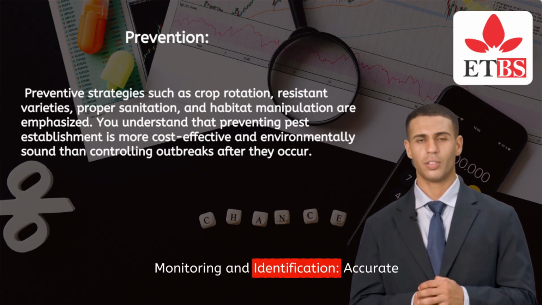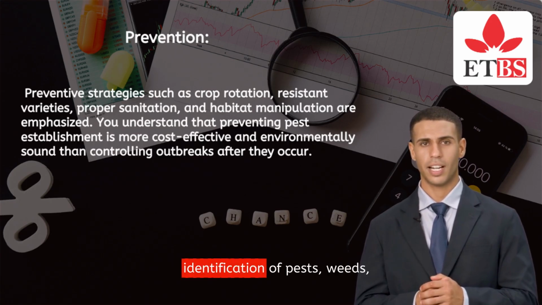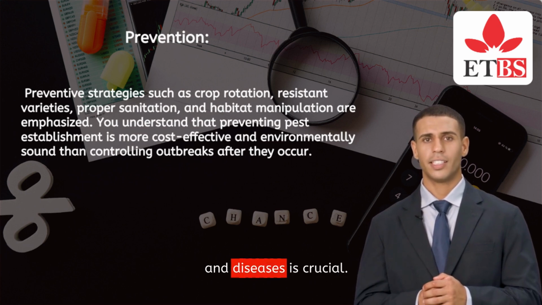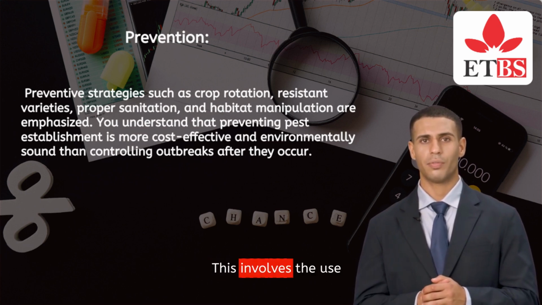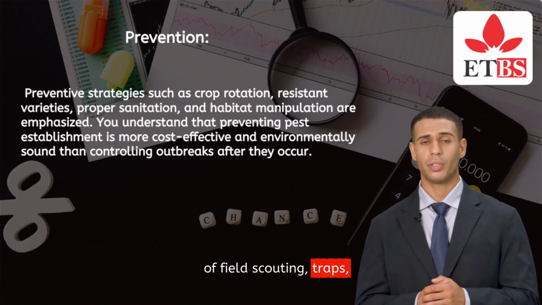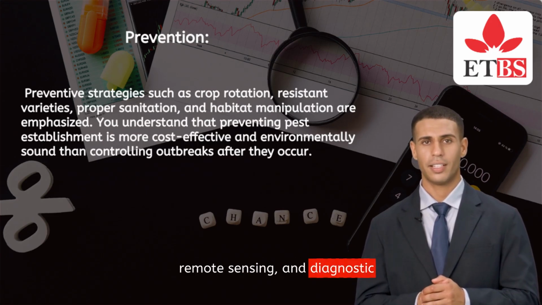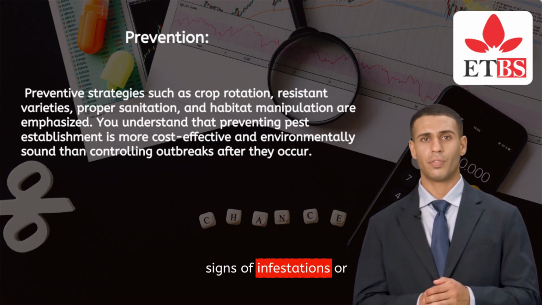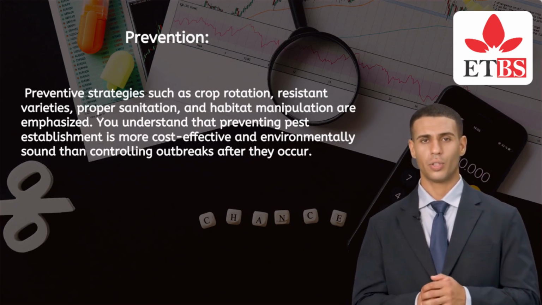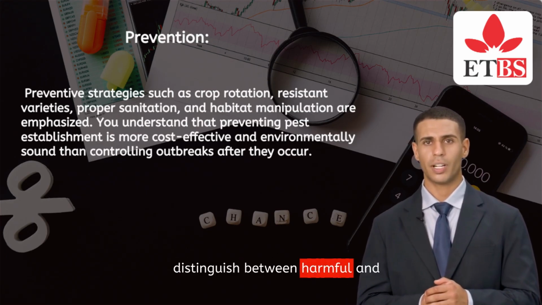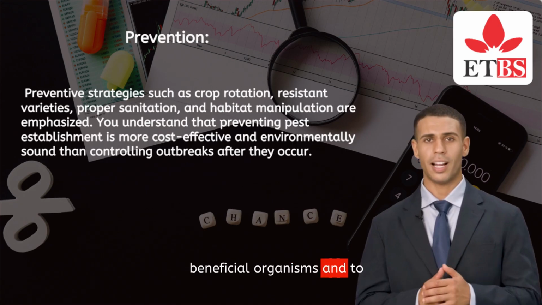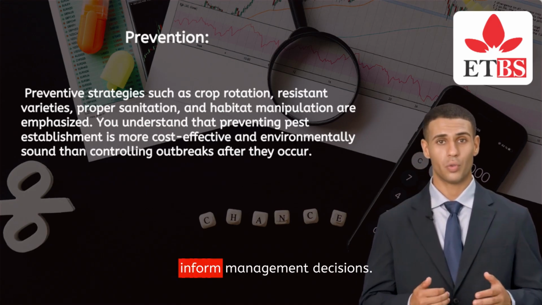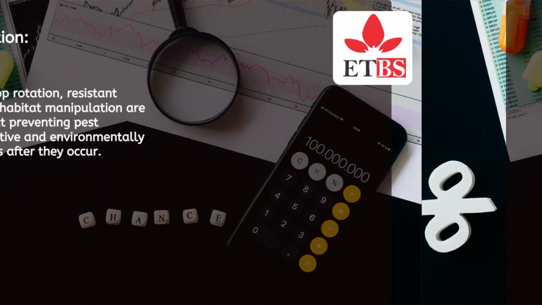Monitoring and identification. Accurate identification of pests, weeds, and diseases is crucial. This involves the use of field scouting, traps, remote sensing, and diagnostic tools to detect early signs of infestations or infections. You are taught to distinguish between harmful and beneficial organisms and to interpret monitoring data to inform management decisions.